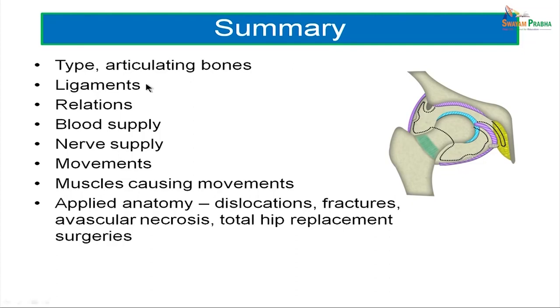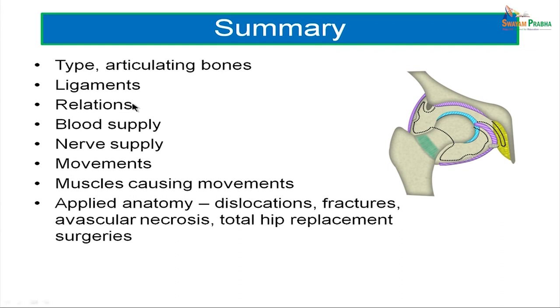The ligaments which reinforce the hip joint include the capsular ligament, which attaches the acetabulum to the neck of the femur. Then the strong ligaments which support the hip joint include the iliofemoral ligament, the ischiofemoral ligament, the pubofemoral ligament. The smaller ligaments which are in the hip joint include the transverse ligament of the acetabulum and the ligament of the head of the femur.